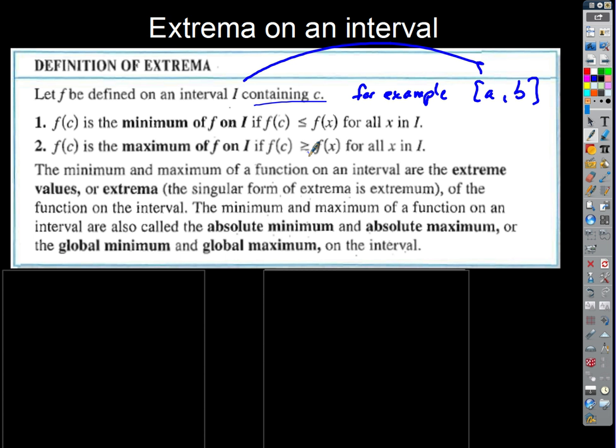So the minimum and maximum of a function on an interval are the extreme values, or the extrema. That's the plural. The singular form of extrema is extremum, right? You talk about a singular extremum or multiple extrema. The minimum and maximum of a function on an interval could be called different things, though. We could talk about absolute extrema, or global extrema, or relative extrema. And they mean related but different, subtly different things, right?